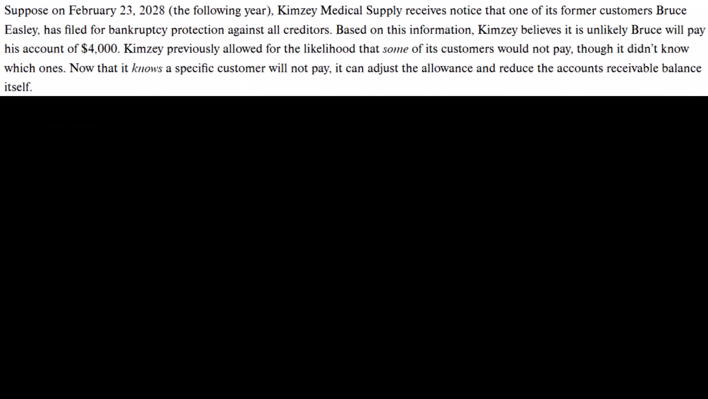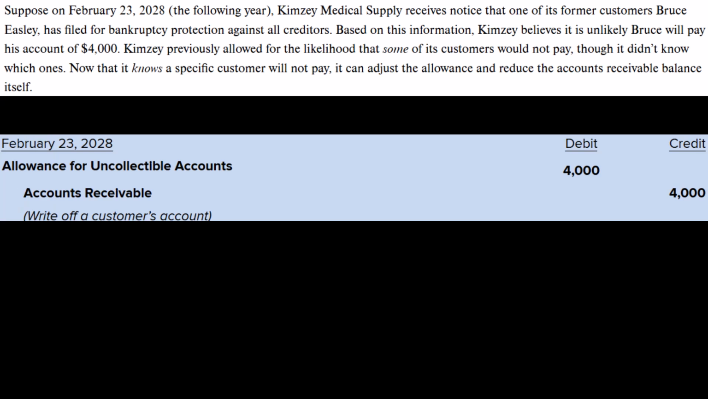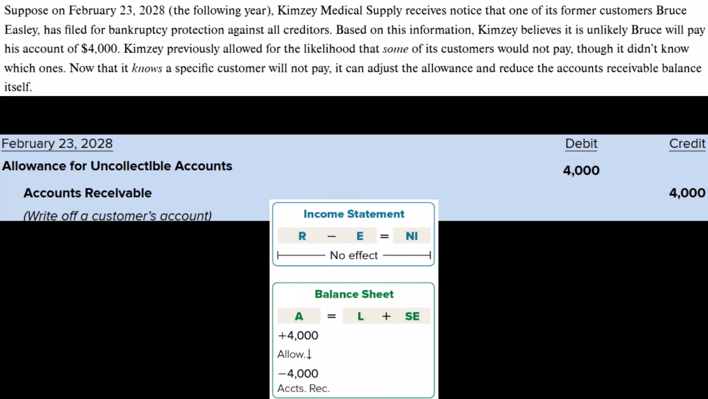Now we're in the next year, 2028. Kimsey receives notice that a specific customer, Bruce Easley, has filed for bankruptcy and his $4,000 account is uncollectible. We now write off this specific account. The journal entry is a debit to allowance for uncollectible accounts for $4,000 and a credit to accounts receivable for $4,000. Now, what is the net effect of this write-off on our financial statements?